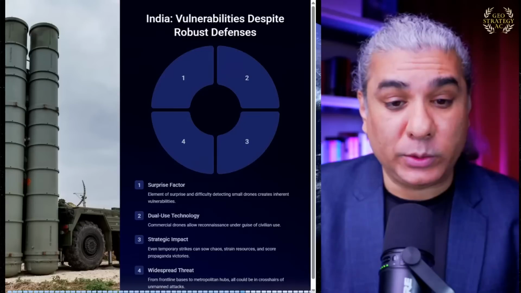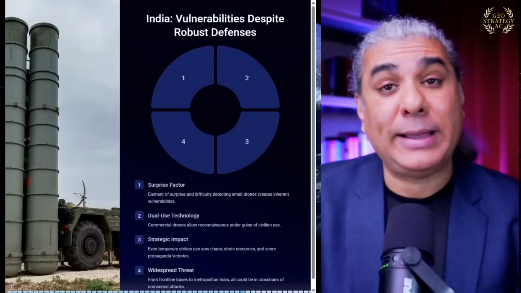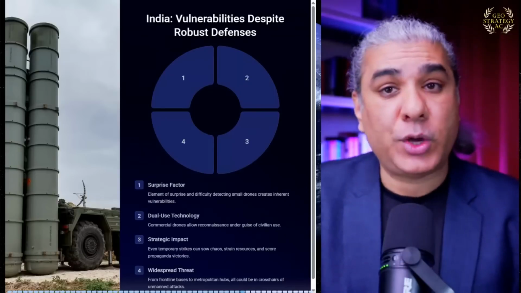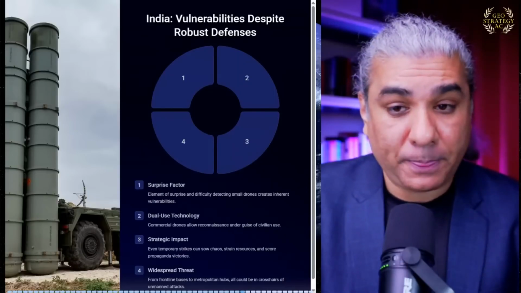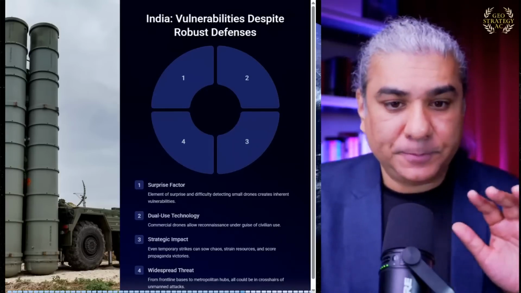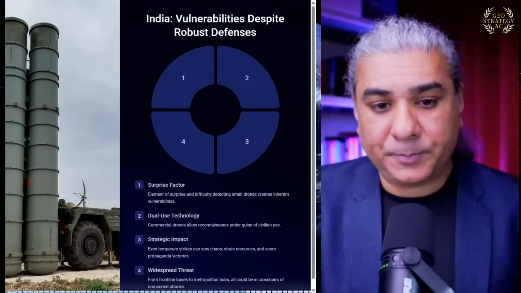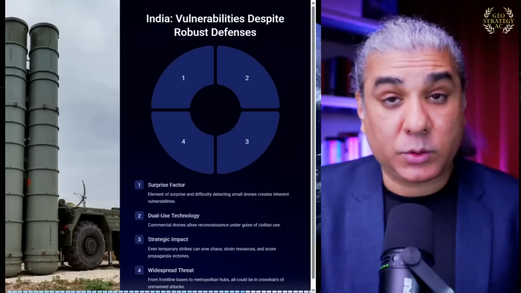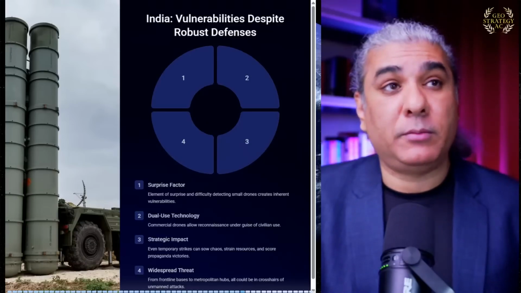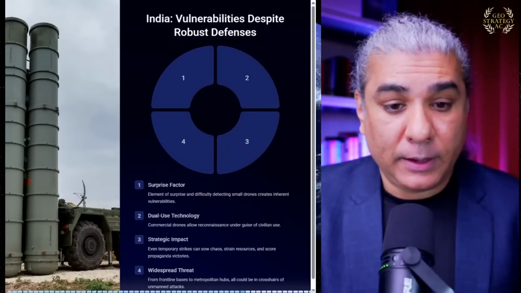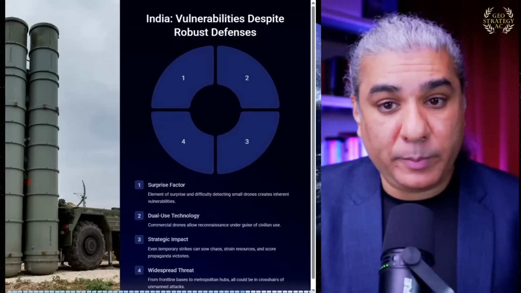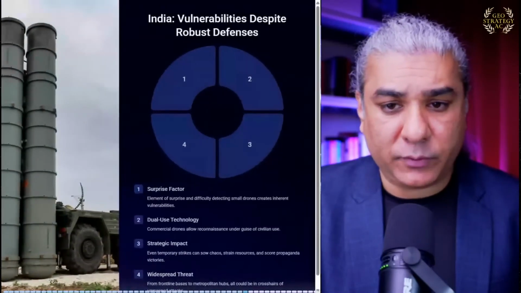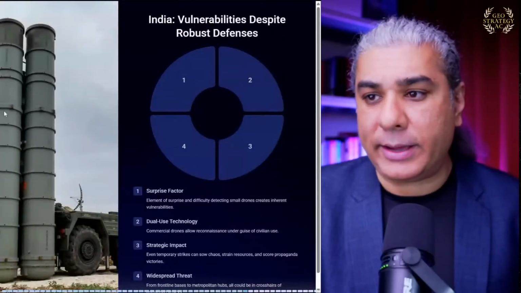Many of these drones are dual use technologies. Commercial drones allow reconnaissance under the guise of civilian use. They also allow the dropping of grenades and shaped explosives under the guise of civilian use. And even if you don't do that, you can do reconnaissance under the guise of civilian use. And so even temporary strikes can sow chaos. They can strain resources. They can score propaganda victories, and they can create damage to the morale of the nation. So, from frontline military bases to metropolitan hubs, everything could be in the crosshairs of these unmanned drone attacks.